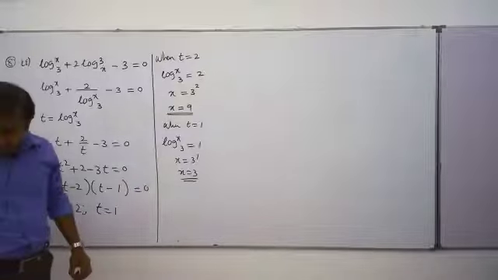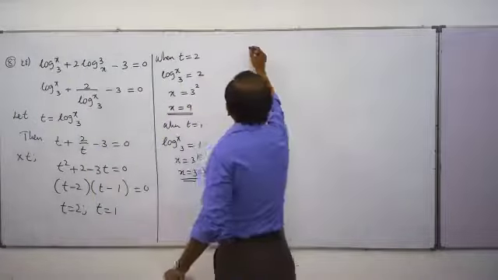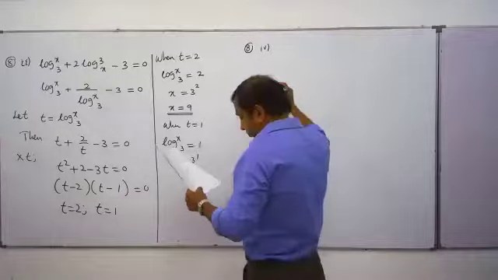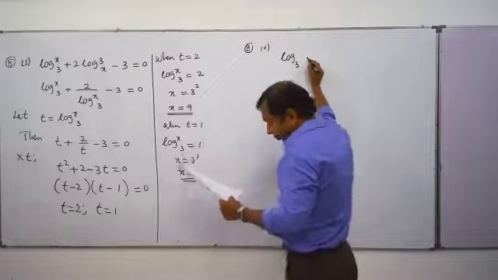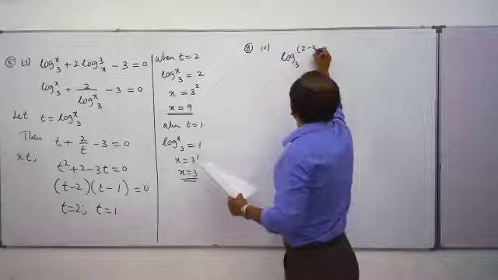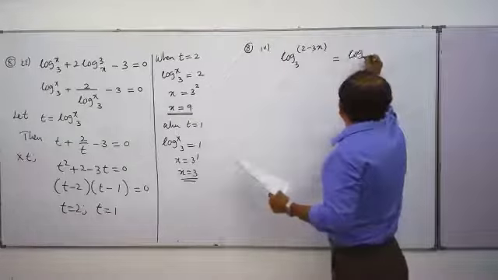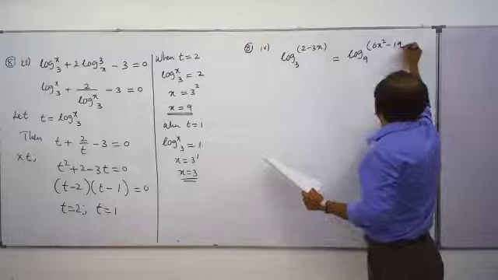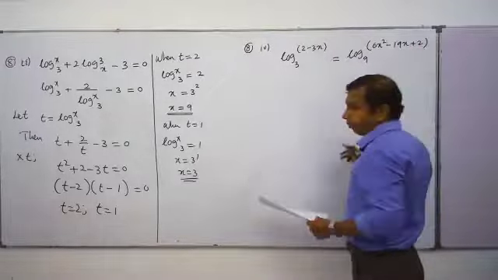Question number 8, part 4. Logarithm to the base 3 of 2 minus 3x is equal to logarithm to the base 9 of 6x squared minus 19x plus 2. Try to get this answer.